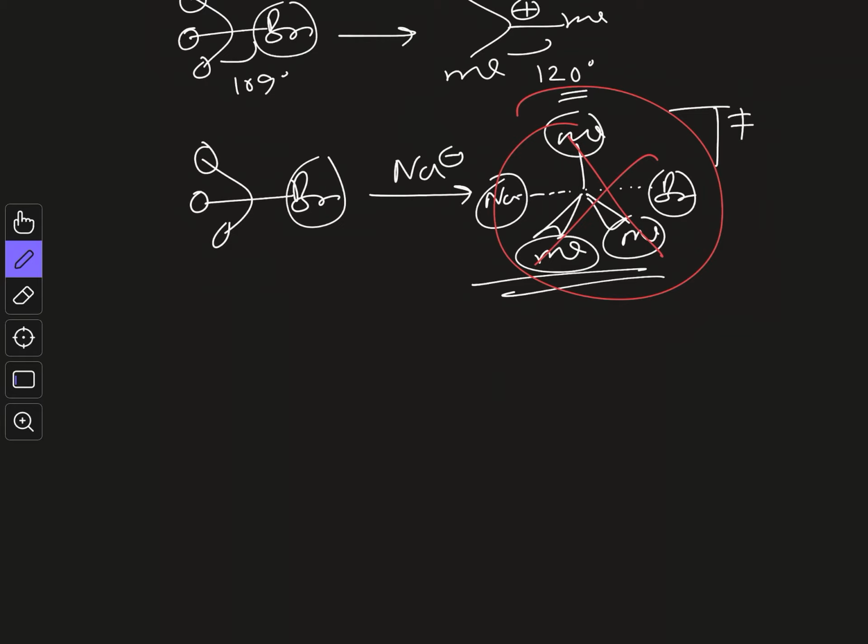Now we will see some other aspects, that is, what are the other substrate and structural effects on the rate of SN1 and SN2 reactions. Okay, so for that we will take this example.